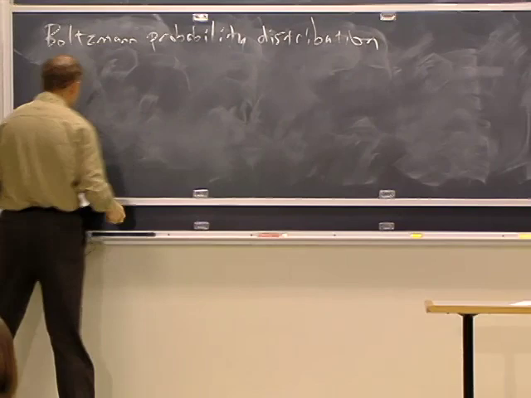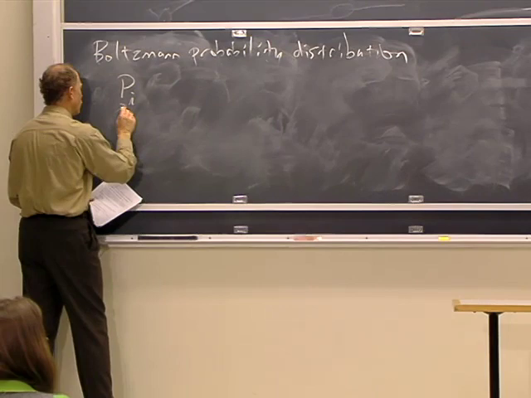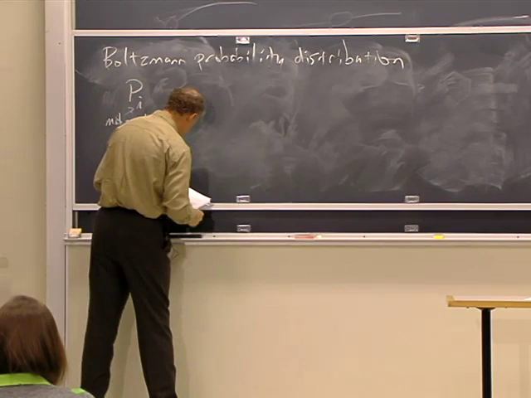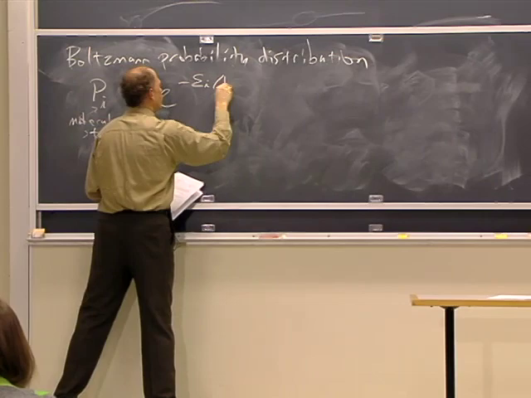which says that the probability that a molecular state i will be occupied is proportional to e to the minus e_i over kT, where little e_i is the energy of that molecular state.